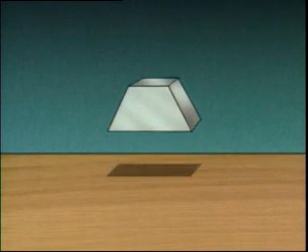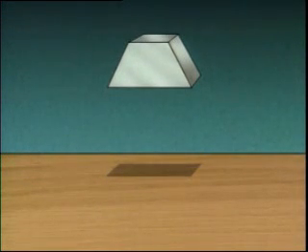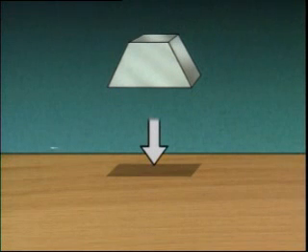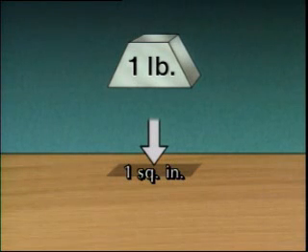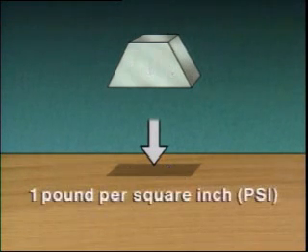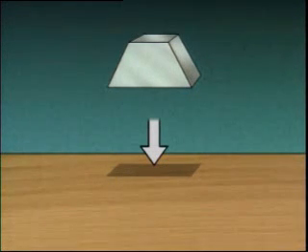For example, the pressure exerted by a solid object is its weight applied over the surface area that it's resting on. If the object weighs 1 pound and the surface area is 1 square inch, then the pressure exerted by the object is 1 pound per square inch, or 1 psi. Of course, not all pressure measurements deal with solid objects.